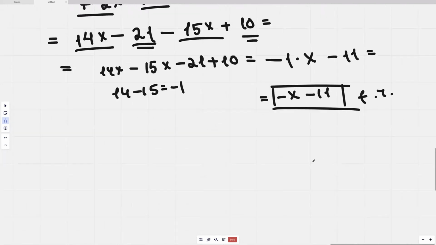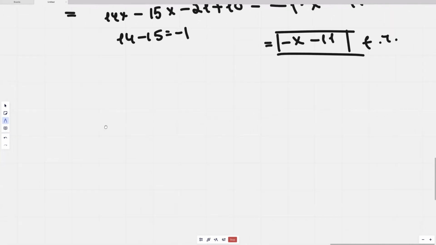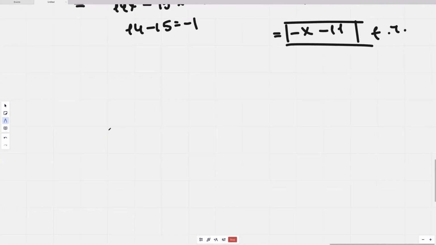So let's take a more complicated example for this one. Let's say this.